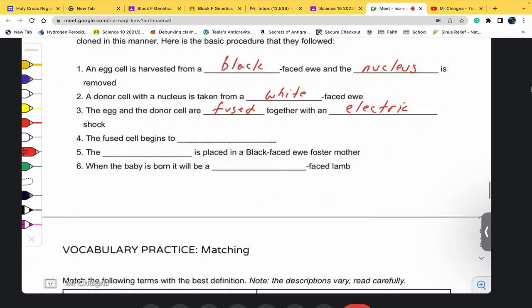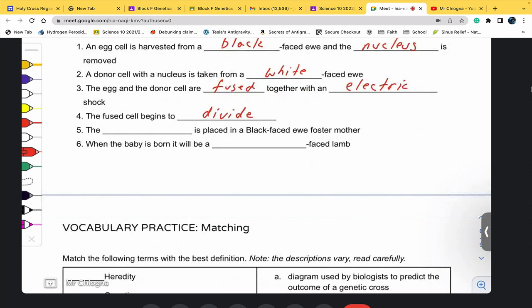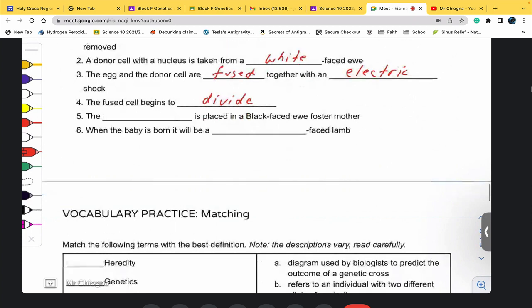The fused cell begins to divide. And that's what the whole purpose of the electric shock is. That's what allows the cell to divide and then form an embryo. The embryo is placed in the black-faced ewe foster mother, and when the baby is born, it will be a white-faced lamb.